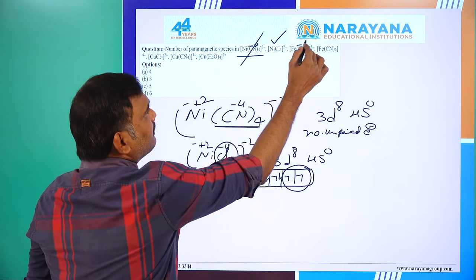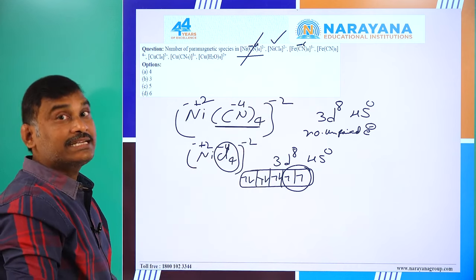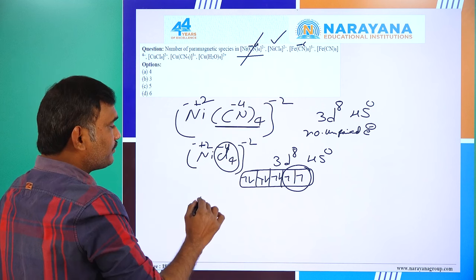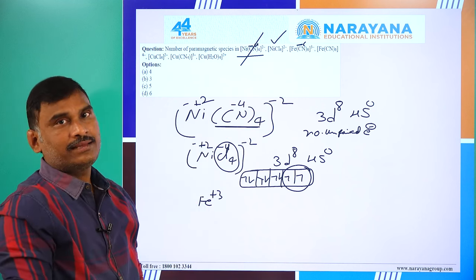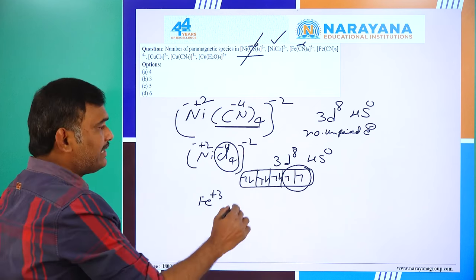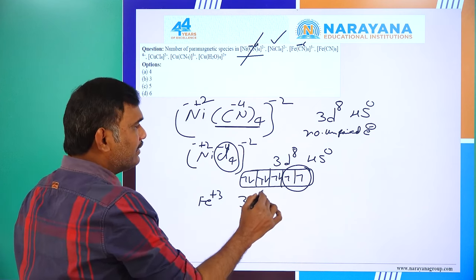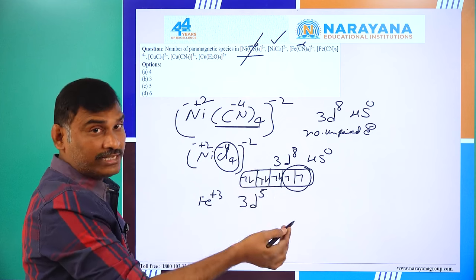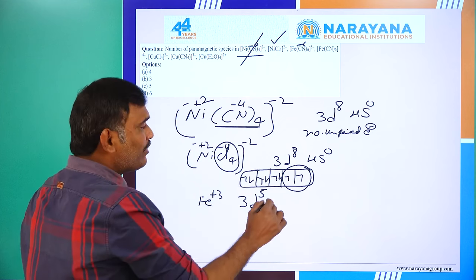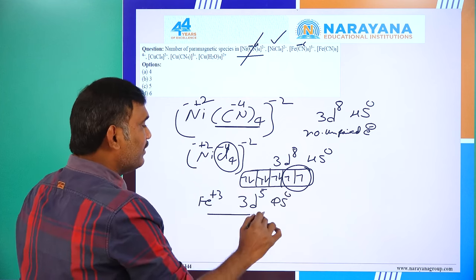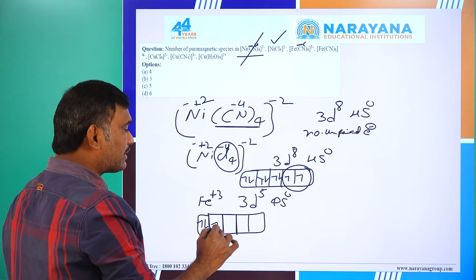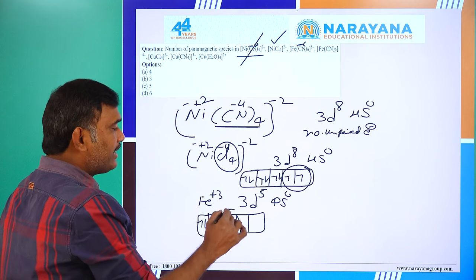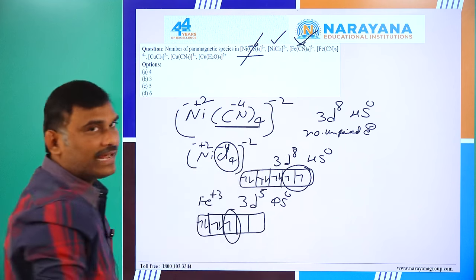Similarly, here cyanide contributes -6, Fe(CN)6 with -3 charge, so iron becomes +3. Cyanide is a strong field ligand. Iron is generally 3d6 4s2, and Fe3+ is 3d5 4s0. Even though it is a strong field ligand, there is one unpaired electron. That's why it is also paramagnetic.